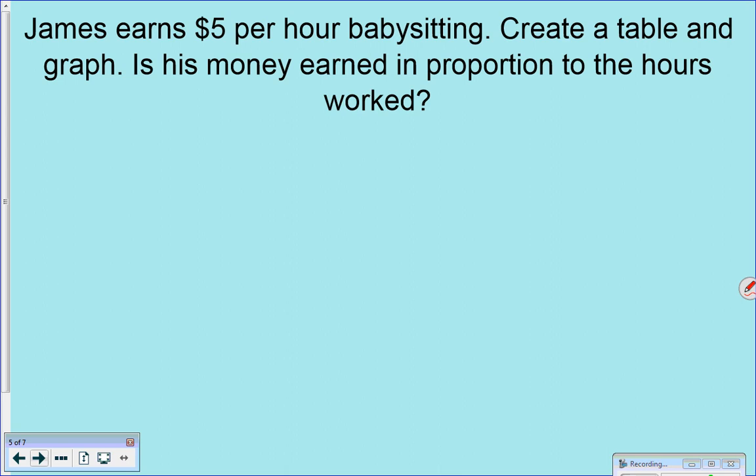All right, so they might give you a problem today, and you have to, number 1, create a table, and number 2, graph it. So here's our problem. James earns $5 per hour babysitting. Create a table and graph. Is his money earned in proportion to the hours worked? So the first thing I'm going to do is create that table. Do I have a unit rate in there? What is it? 5 for 1 hour. So I would start creating my table.